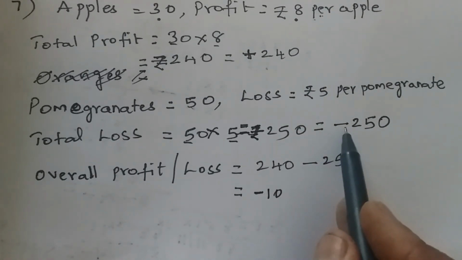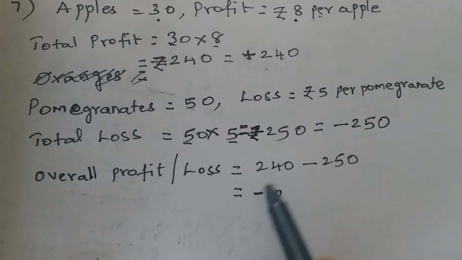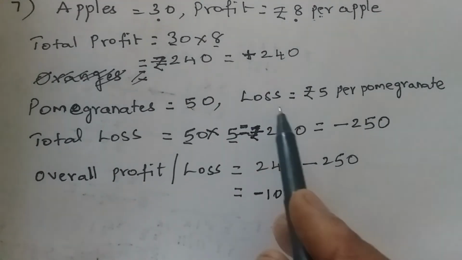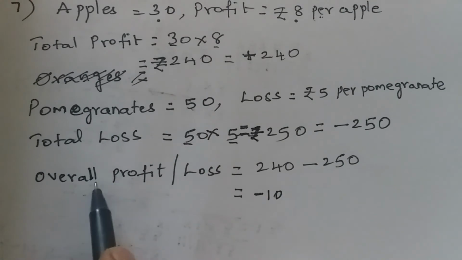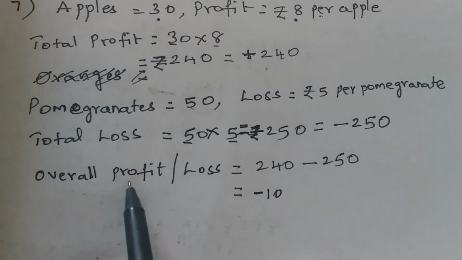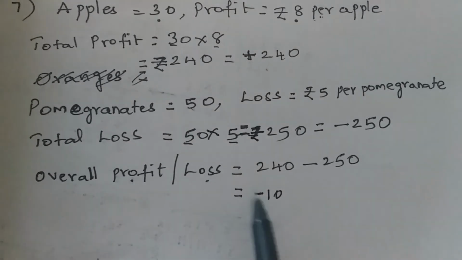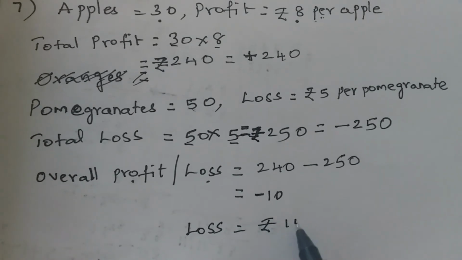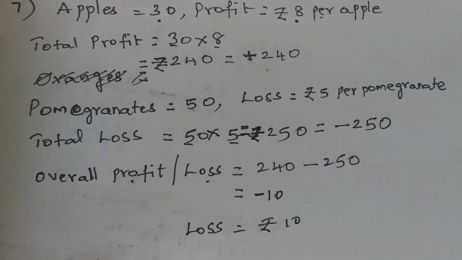When it is negative, what is it? Loss. If your answer is positive, then we say she got a profit. But it is minus 10, therefore it is a loss. So what is she getting at the end, both apples and pomegranates together, profit or loss? It is negative. So she's getting a loss of rupees 10 in the overall transaction.